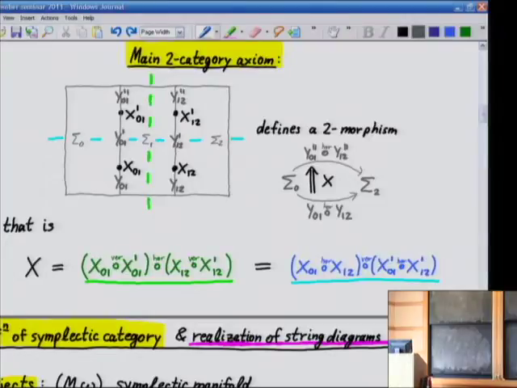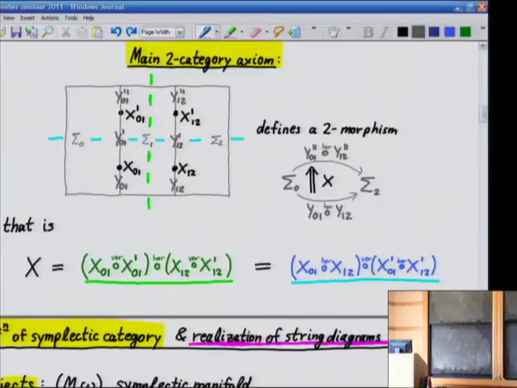And along here, if you read along the bottom line, you see a morphism from sigma naught to sigma 1 and a morphism from sigma 1 to sigma 2. So you should think of composing these two morphisms. Then you get a morphism from sigma naught to sigma 2. So in this case, that's a 3-cobordism.